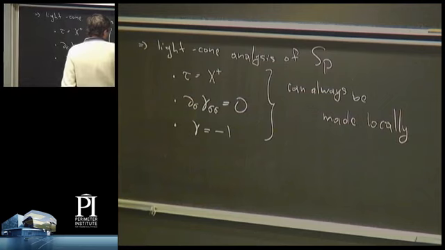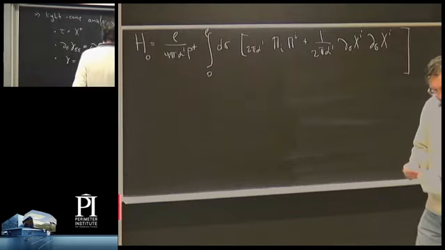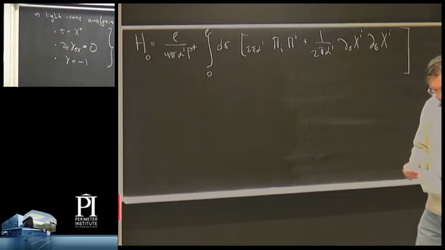So it can always be made locally. Locally, because we didn't talk about any topological obstructions whatsoever, and we just did the analysis at the level of differential geometry.